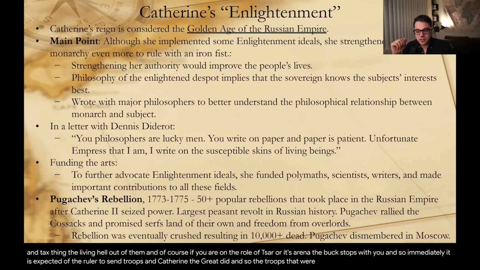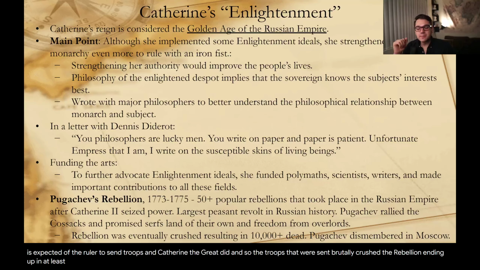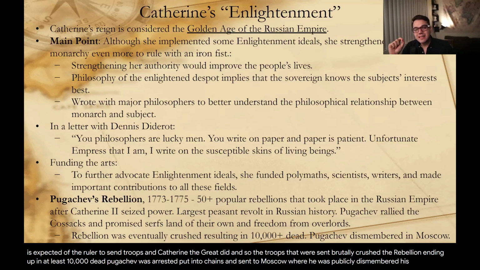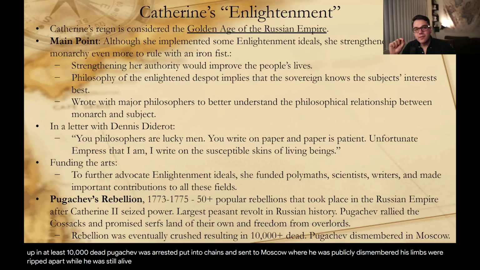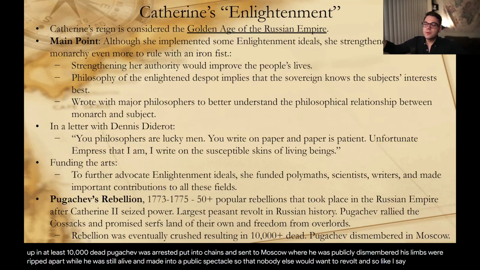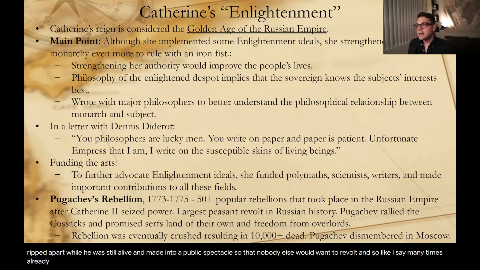And so the troops that were sent brutally crushed the rebellion, ending up in at least 10,000 dead. Pugachev was arrested, put into chains, and sent to Moscow, where he was publicly dismembered. His limbs were ripped apart while he was still alive and made into a public spectacle so that nobody else would want to revolt.